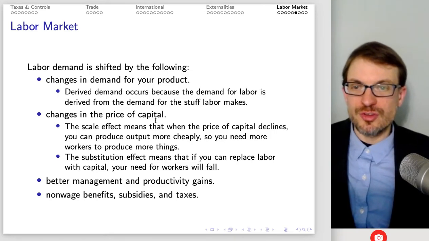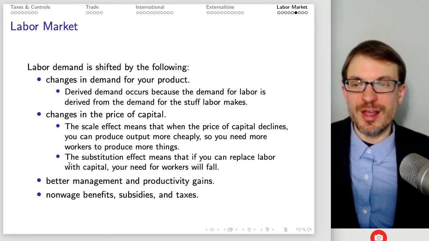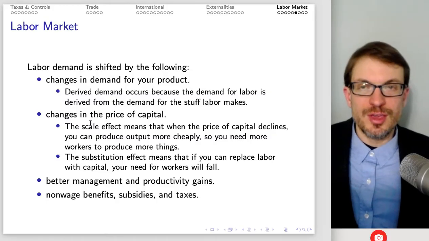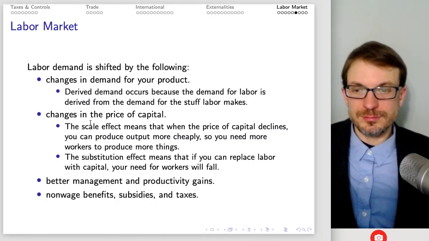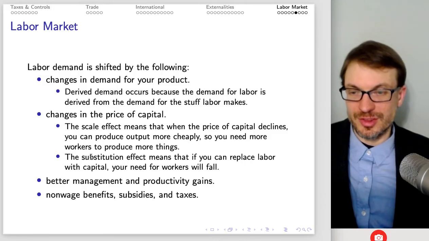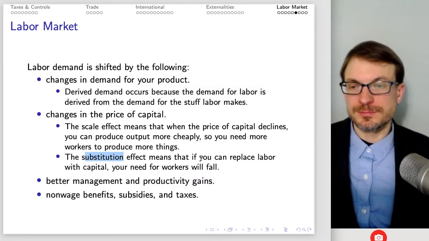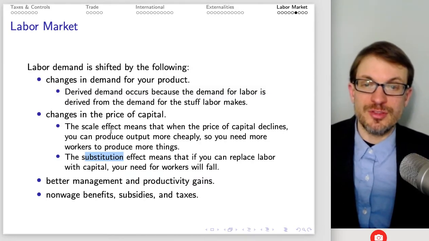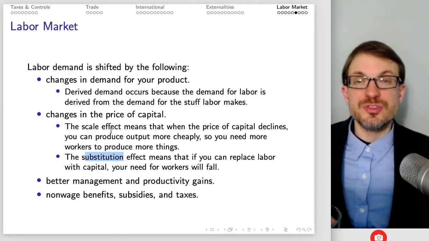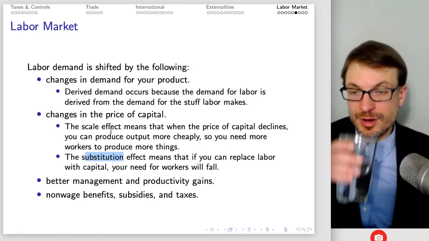And then if there are changes in the price of capital, we have a scale effect and a substitution effect. I like thinking the scale effect is like the complements effect and the substitution effect is the substitutes effect. So the substitution effect means you can replace labor with capital. Scale effect means you need more workers as you increase the size of the operation.